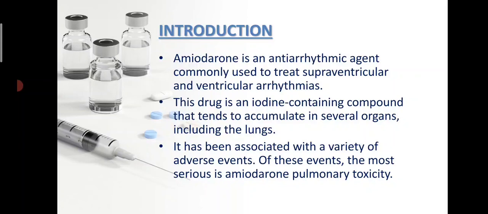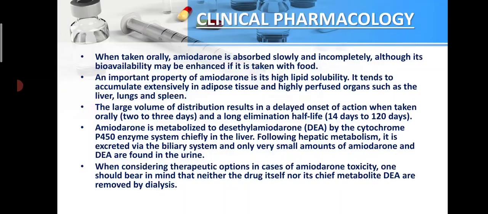ventricle of the heart. Amiodarone contains iodine and it may accumulate in several organs of the body like lungs, liver, skin, and eyes, and it causes a lot of side effects in our body. One of these adverse events is amiodarone pulmonary toxicity, which is our main topic.